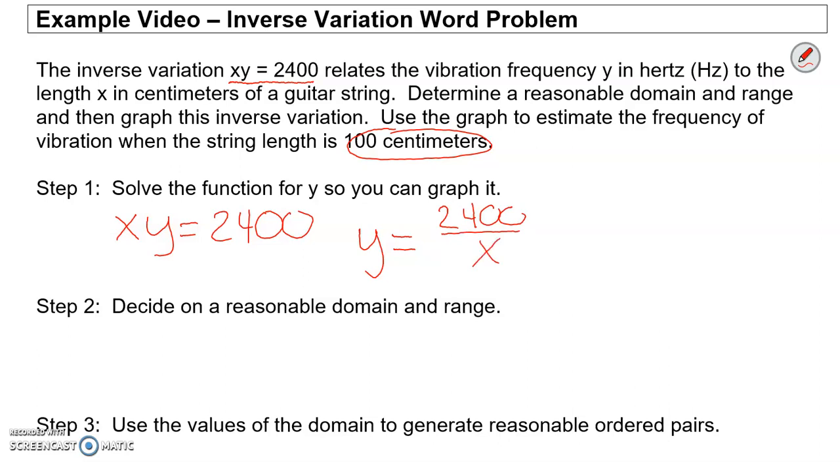Now we're going to decide on a domain and range. Well, we know that the length of a guitar string is never going to be less than 0. It's always going to be a positive value, so x is going to be greater than 0. Since our x is positive, and we already know that x times y is also positive, we therefore know that y is also going to be a positive value.